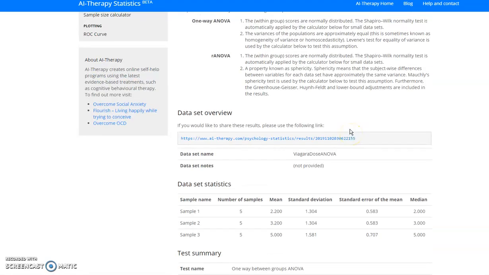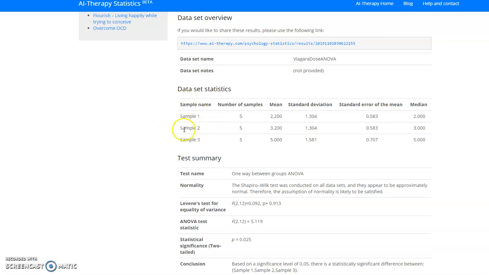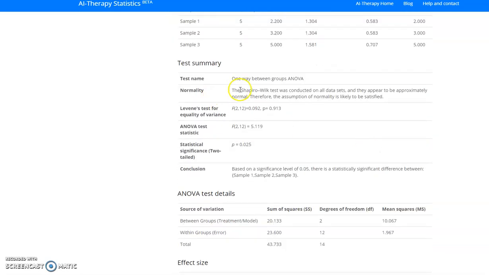And as soon as you press submit, you are going to see that it gives you a lot of good statistics. So you really don't even need SPSS to do this. This is really great statistics that you have over here. You look that sample 1 was my placebo, 2 was my low dose, and 3 was my high dose. 5 each, mean, standard deviation, standard error, median. It tells you it is one way. It even gives you the Levene's test for homogeneity of variances.